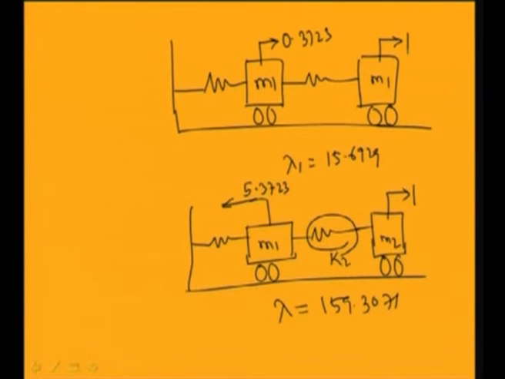In the first mode, as both of them are moving in the same direction, while m2 has a unit displacement, m1 has a displacement of 0.3723. So by using these two modes, I can write this modal matrix P equal to 0.37231 and minus 5.37231. Now to find the principal coordinates, let the principal coordinate be y. I can write X equal to Py.